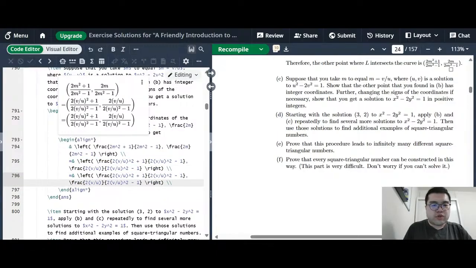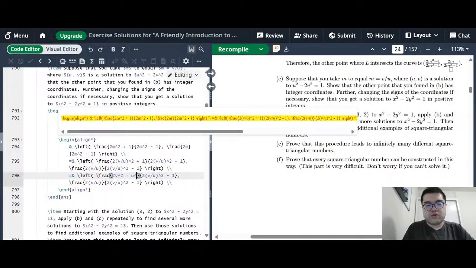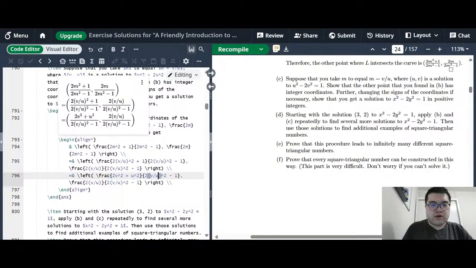So if we do so, we will end up with, getting rid of the u square, just 2v square plus u square. And then here, of course, we have 2v square minus u square. And for the other parts, u and u square will cancel one of them to leave another u. So we have 2uv, and then on the bottom, we still have 2v square minus u square.